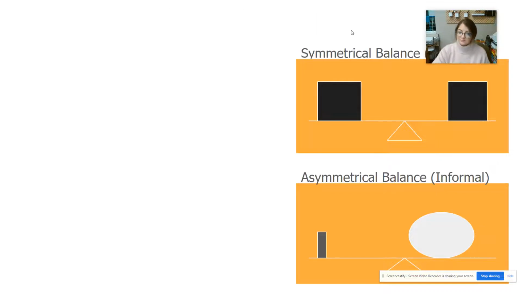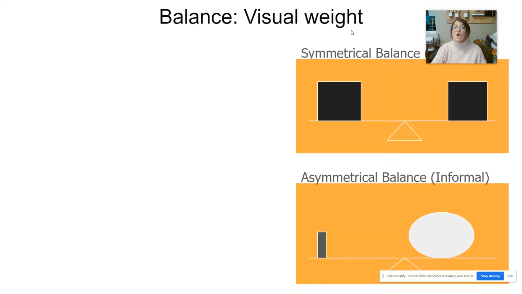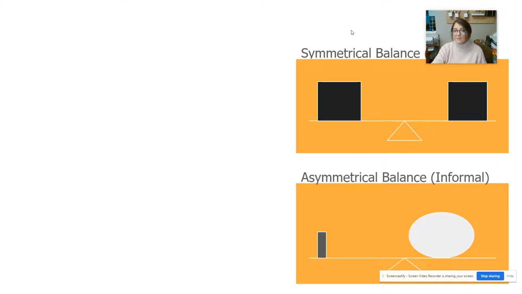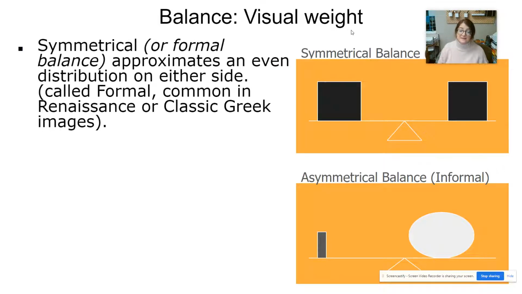Okay, so let's talk about the first principle that we're going to talk about, which is balance. So balance is all about visual weight. So you have symmetrical balance.